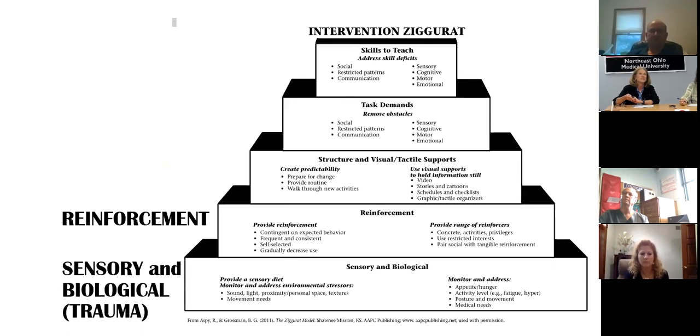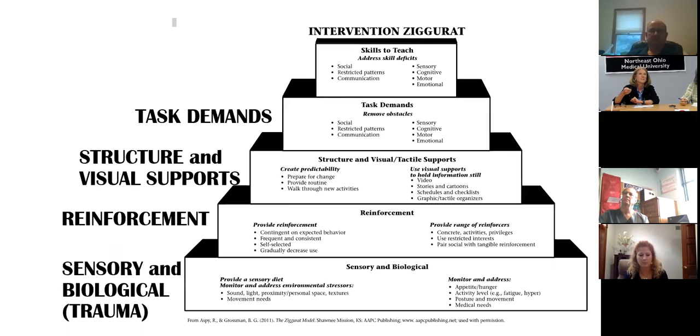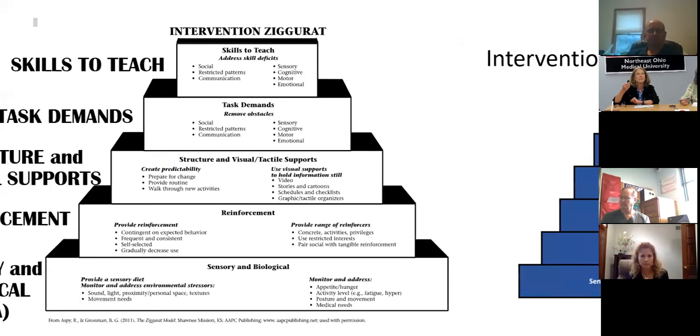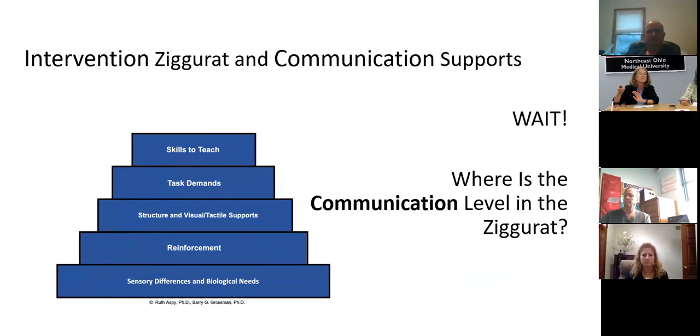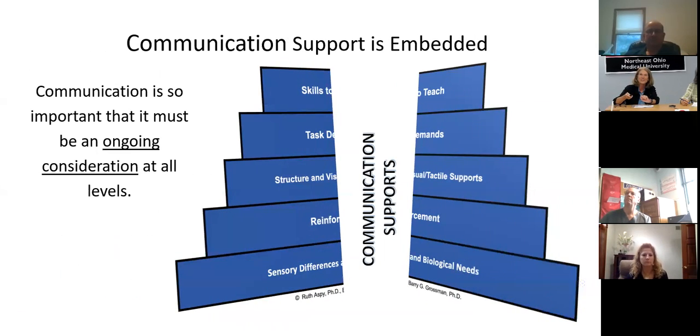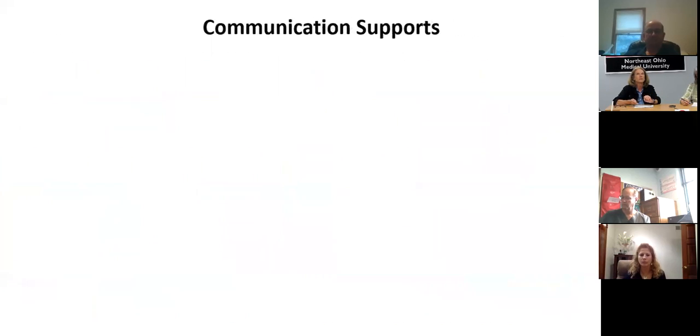Sorry, I didn't click as I should have. Those are the levels, and we'll move on to your question: what does this have to do with communication? Because I didn't see a communication level. Well, if you look at the next slide, communication supports, when you crack open the ziggurat, are considered at each level. It is so important that we can't think about any particular level without asking ourselves questions about communication supports.